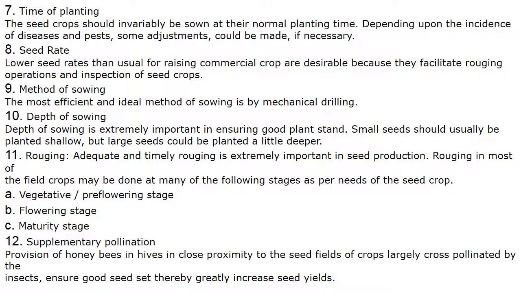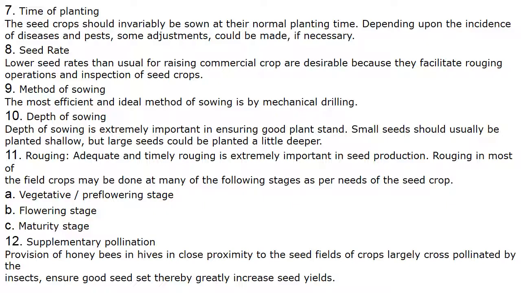Seed rate. Lower seed rates than usual for raising commercial crops are desirable because they facilitate roguing operations and inspections of seed crops. Method of sowing. Most efficient and ideal method is by mechanical drilling. Depth of sowing. This is extremely important in ensuring good plant stand. Small seeds should usually be planted shallow, but large seeds could be planted a little deeper.